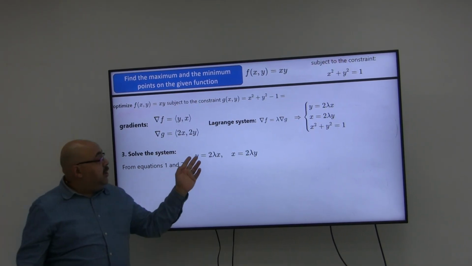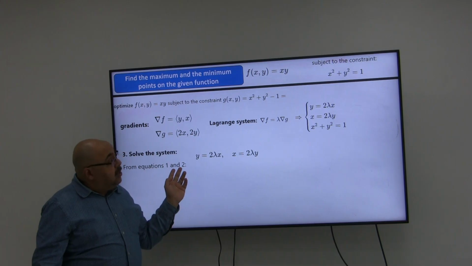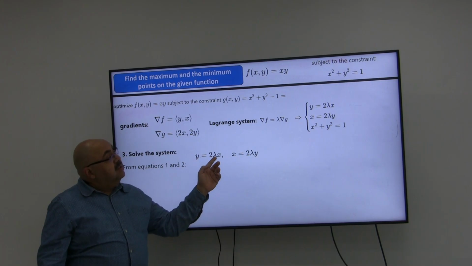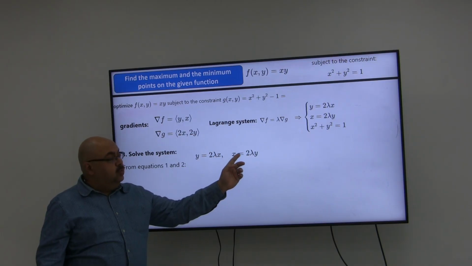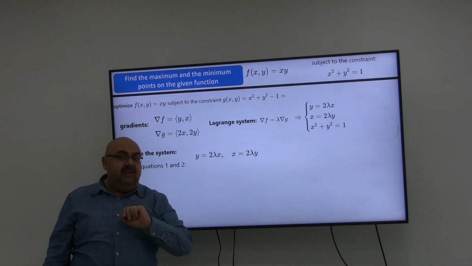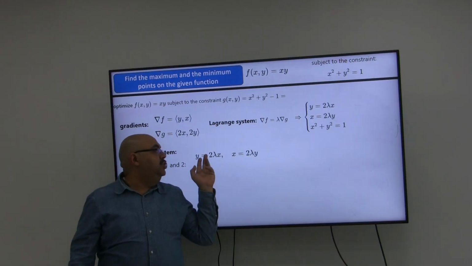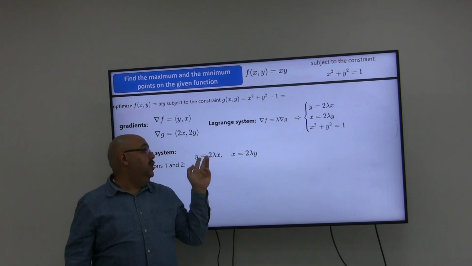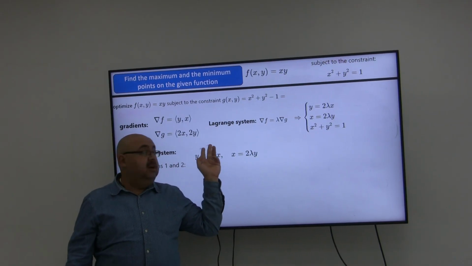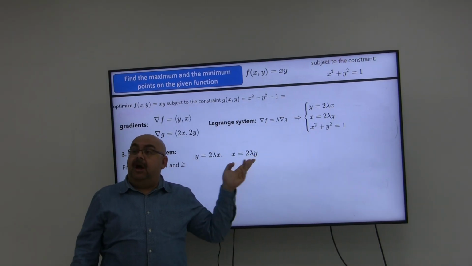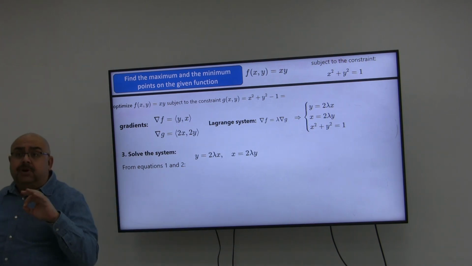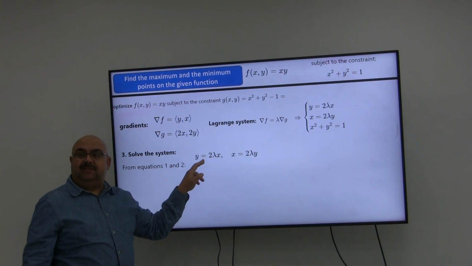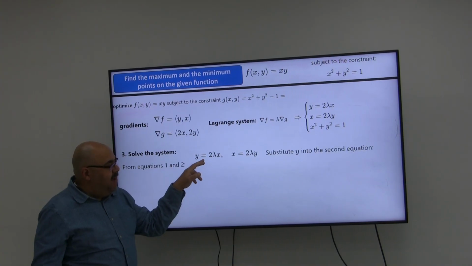The second step, in order to solve this system: I have the first equation, which is y equal to 2 lambda x. The second equation, x is equal to 2 lambda y. It seems a really nice idea if we substitute from the first condition into the second condition. So once more, I would substitute from the first into the second equation. How to do this substitution? I will replace y by the value which is 2 lambda x.